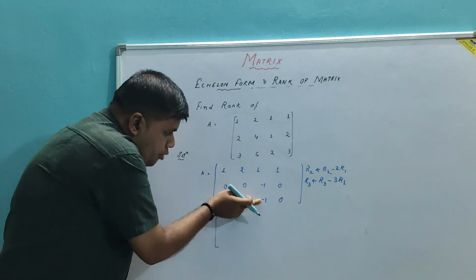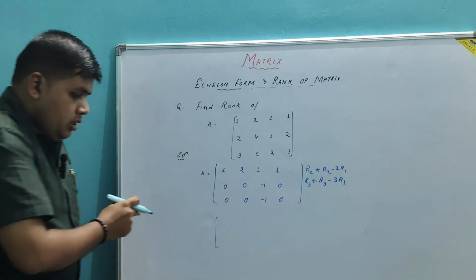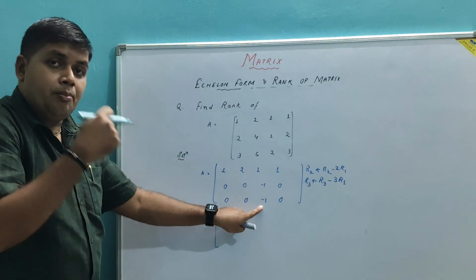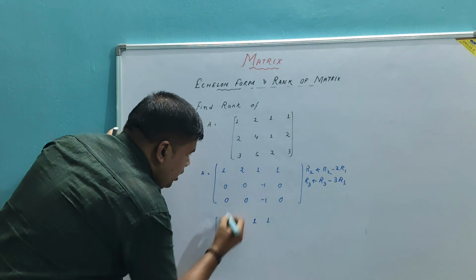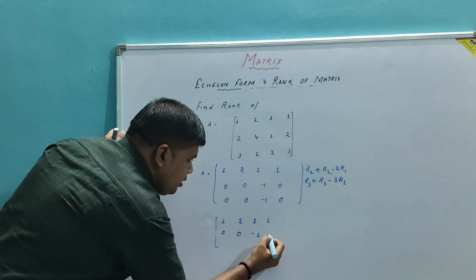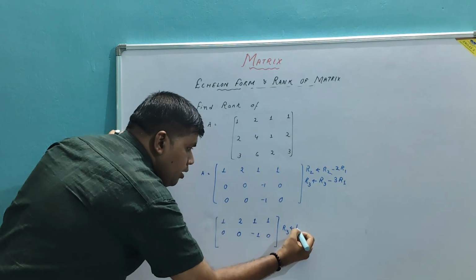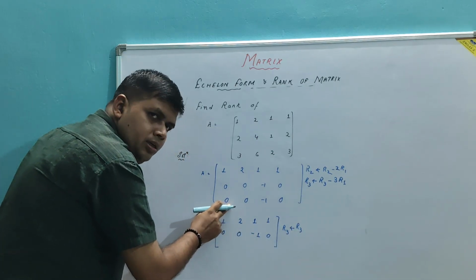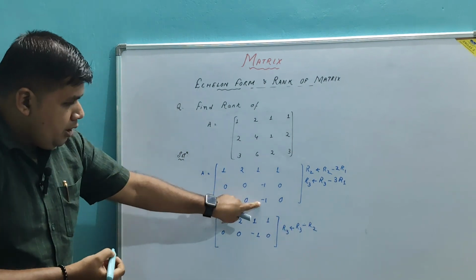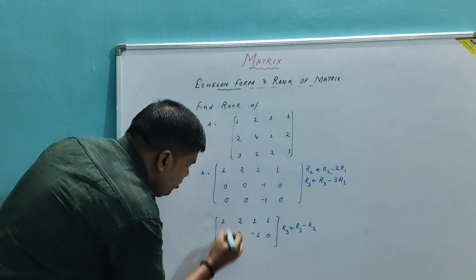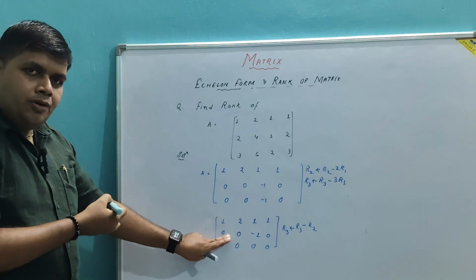If we subtract row 2 from row 3, in that case this will become 0, because minus 1 minus minus 1 will become 0. So the first row will be the same. The second row, let it be the same. We are not changing the second row. For the third row, what we can do is row 3 minus row 2. In that case, we will get 0, 0, 0 and 0. Now it is in echelon form.